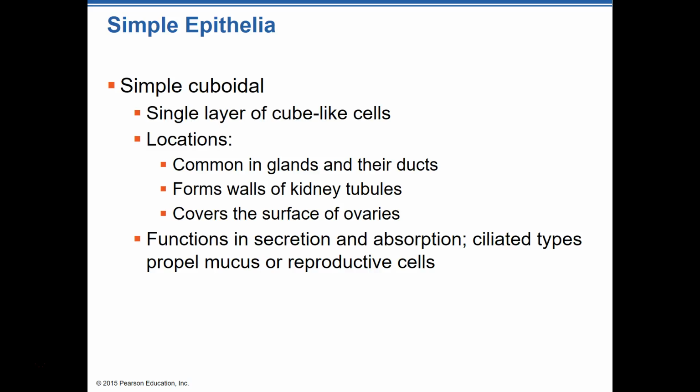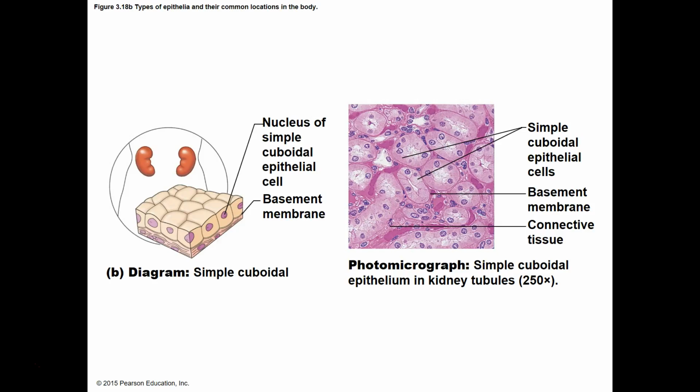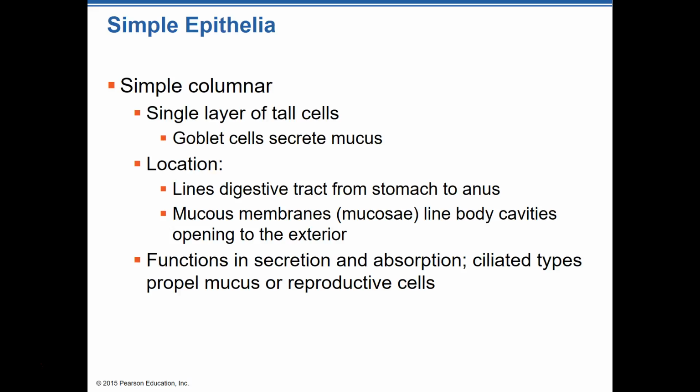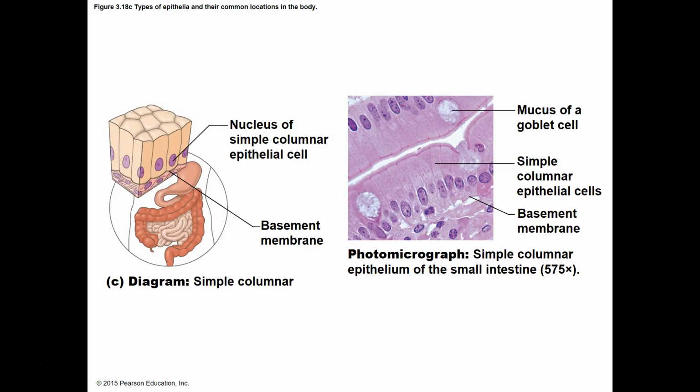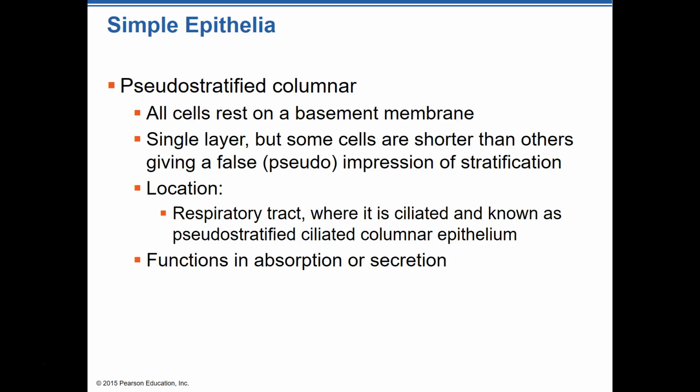Cuboidal, we see them in glands and ducts, the walls of the kidneys, surfaces of the ovaries. They're square looking, a little more durable, a little heavier of a lining. Columnar, in the digestive tract, where we see those, and we also see them in some mucous membranes. These oftentimes have the finger-like projections on the top of them too, because of the things that they're doing, but we'll see columnars in the digestive tract.